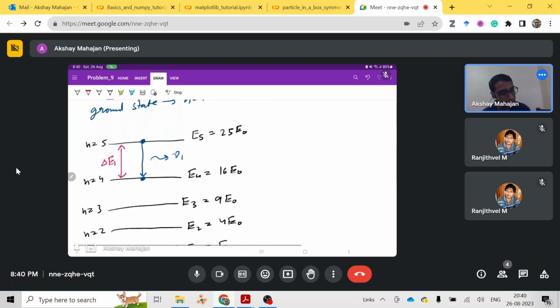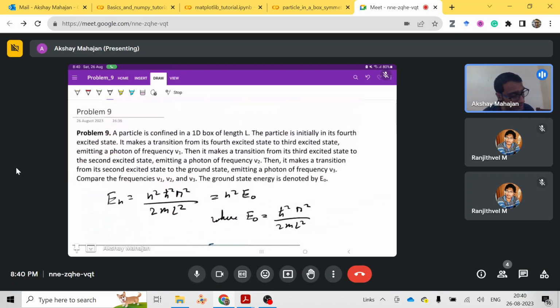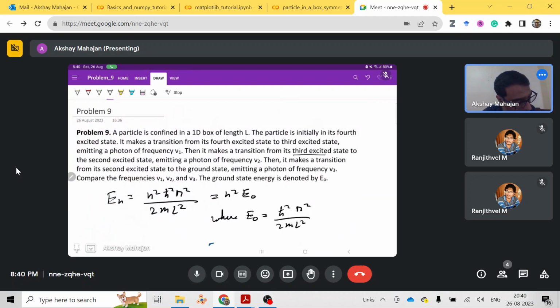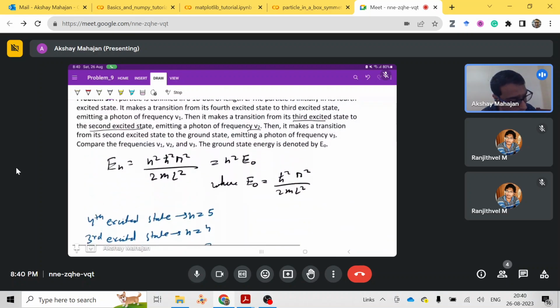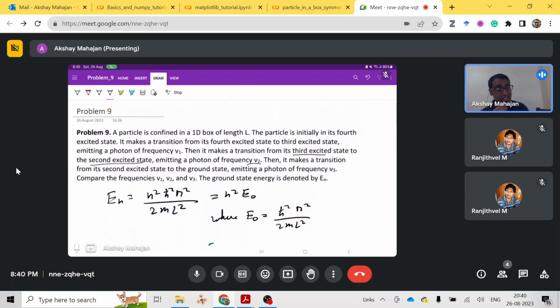Then similarly, the particle makes a transition from its third excited state to the second excited state, emitting a photon of frequency nu2. What does it mean? It means our particle is going from the third excited state, n equals 4, to... sorry, it is the second excited state, which means n equals 3.